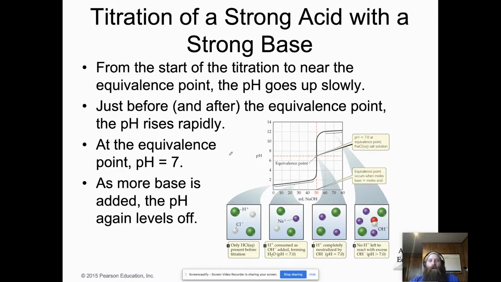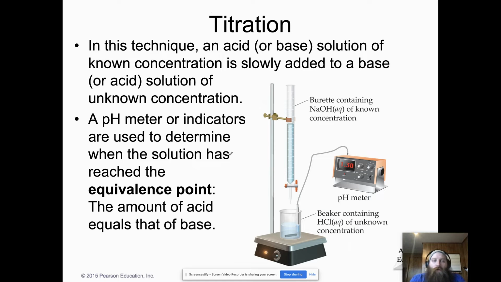When we look at a titration, let me go back a slide. There we go. In a titration, we're going to take a solution of known concentration and add it to a solution of unknown concentration, acids and bases, in order to determine the concentration of the unknown acid or base, whatever it is.